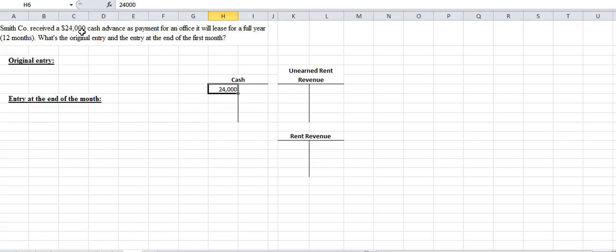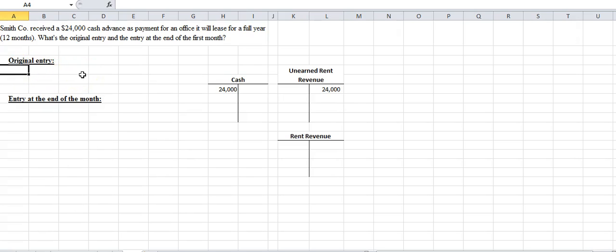So it says this is for a full year, 12 months, and they pay you $24,000. So how much are you charging them per month? Well, that's easy. 24,000 divided by 12, you're charging them $2,000 a month, right? So you're going to earn $2,000 a month, but you haven't earned it yet. So the original entry, you got cash, and you have a liability. Unearned rent revenue is a liability. Why is it a liability? Because I owe this customer $24,000. I could either give it to the customer back in cash, or I could give it to the customer back in whatever I promised them, product or service.